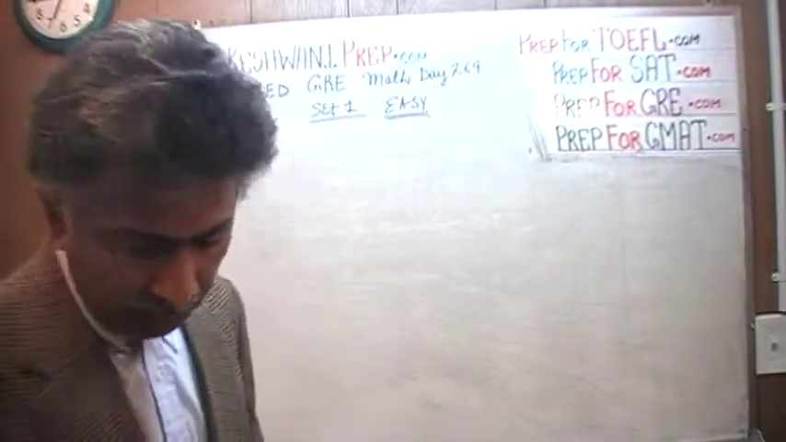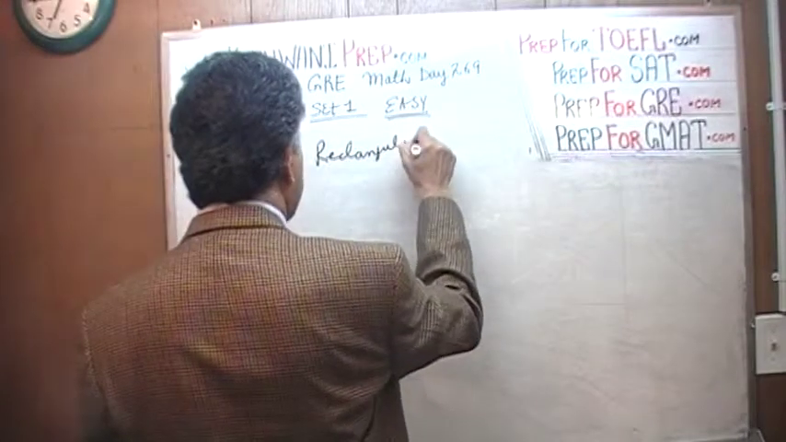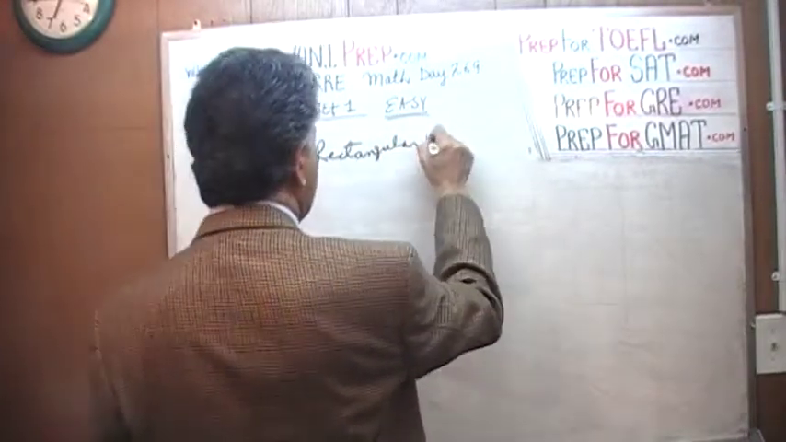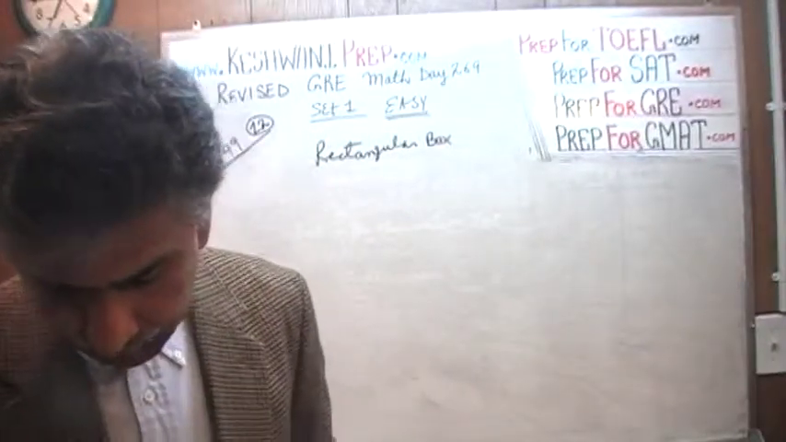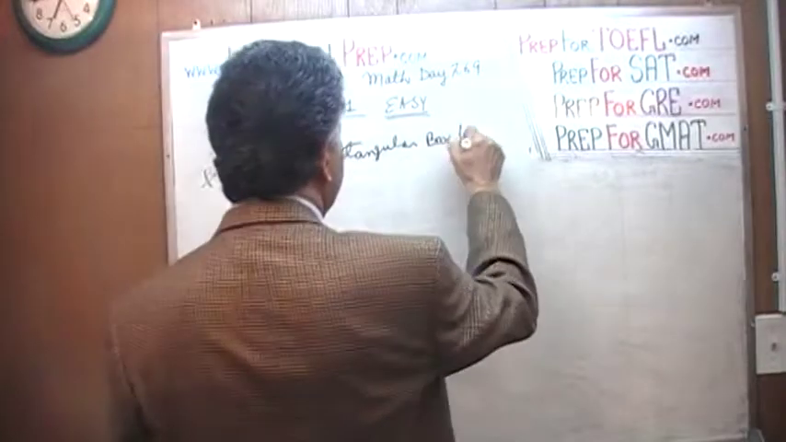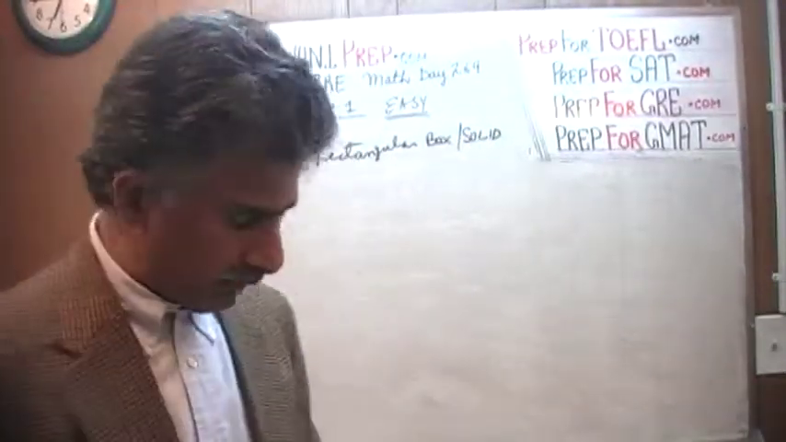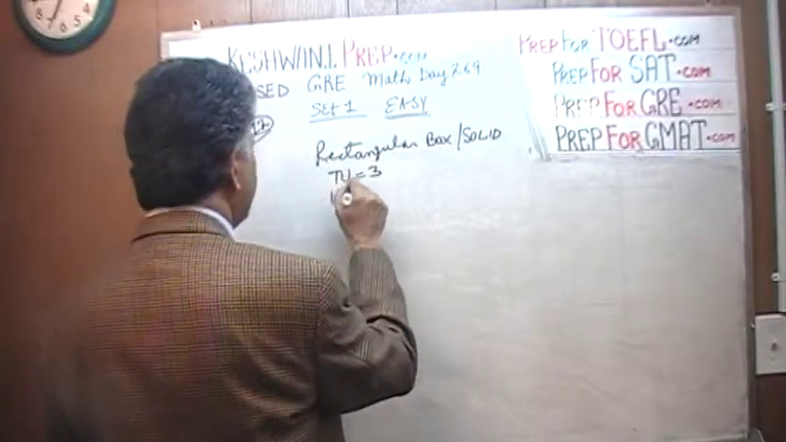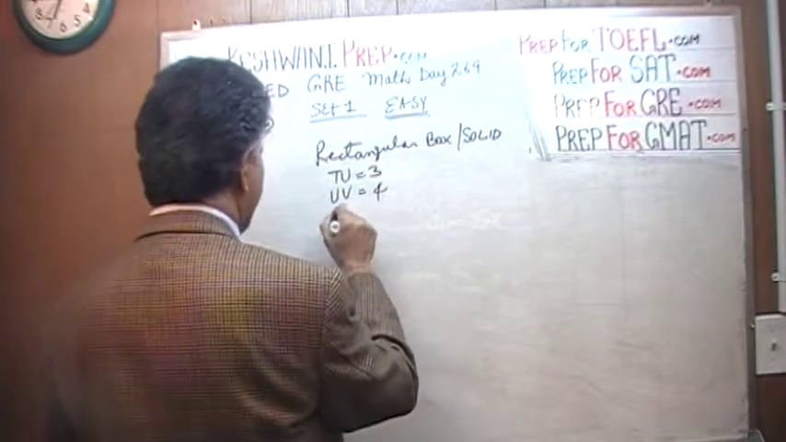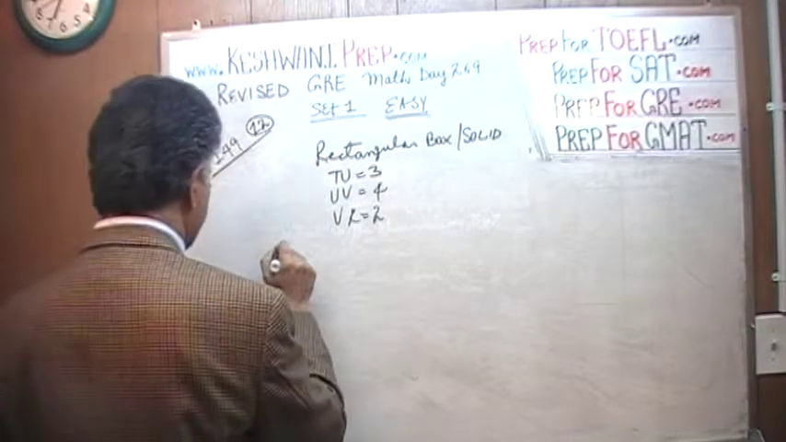We have a rectangular box. It says in the rectangular solid, they're calling it solid, rectangular box, same thing. We are told that TU is 3, U to V is 4, and V to R is 2. And the question simply is, what's the area of the shaded region?